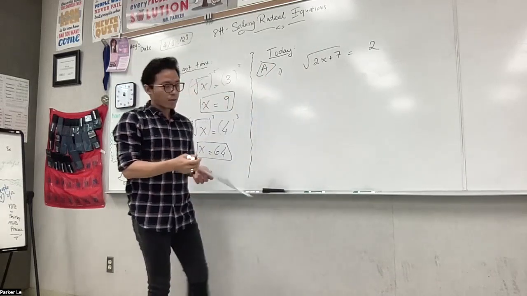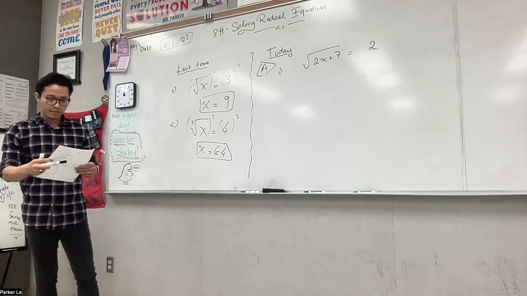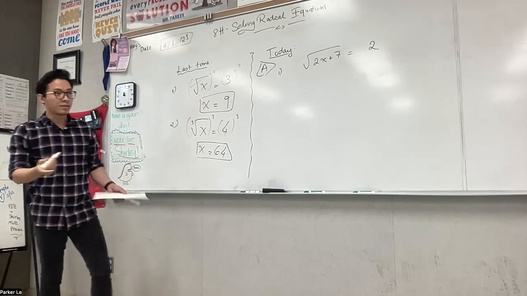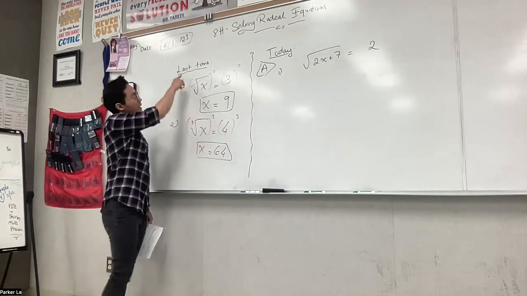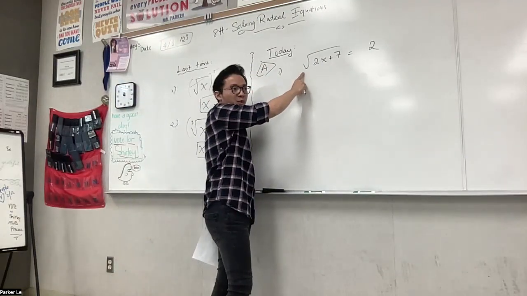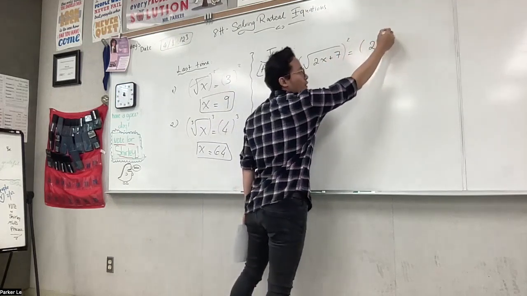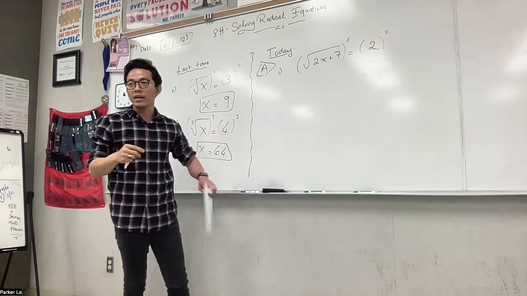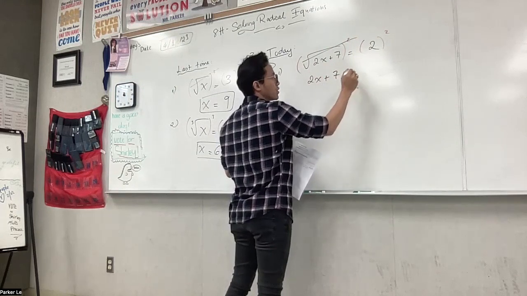You have something else. What are we going to do? We did it last time. How can you get rid of the square root? You square it. You know what you're doing, it's just how to spread it. The square root and the square cancel out. Okay, so I have 2x plus 7 equal to, what is 2 squared?